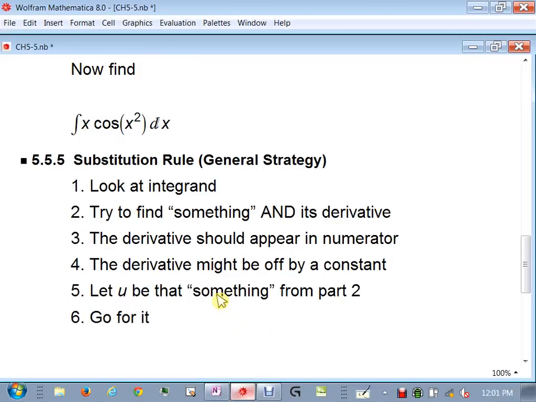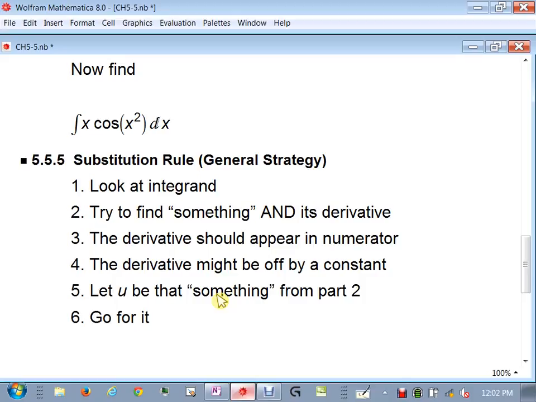So here's what we do. The general strategy, and there really isn't like a fixed thing. You look at the integrand, right? You take a look at it. Just take a second to kind of investigate the pieces of it. And you try and see if you can find something. I don't care what it is. And so you see something, and you also see its derivative somewhere else in the integrand. Now, the derivative that you see has to be in the numerator for this to work. And the derivative that you see could be off by a constant, and that's still okay.